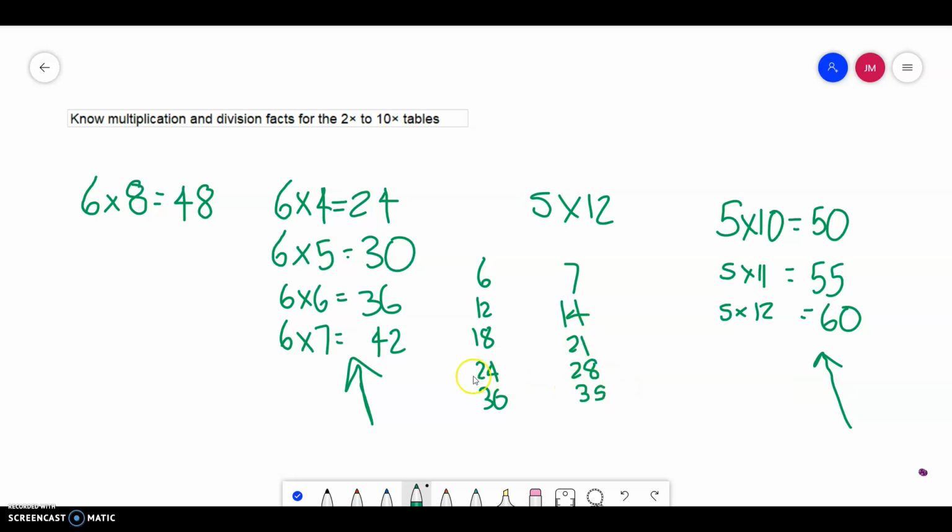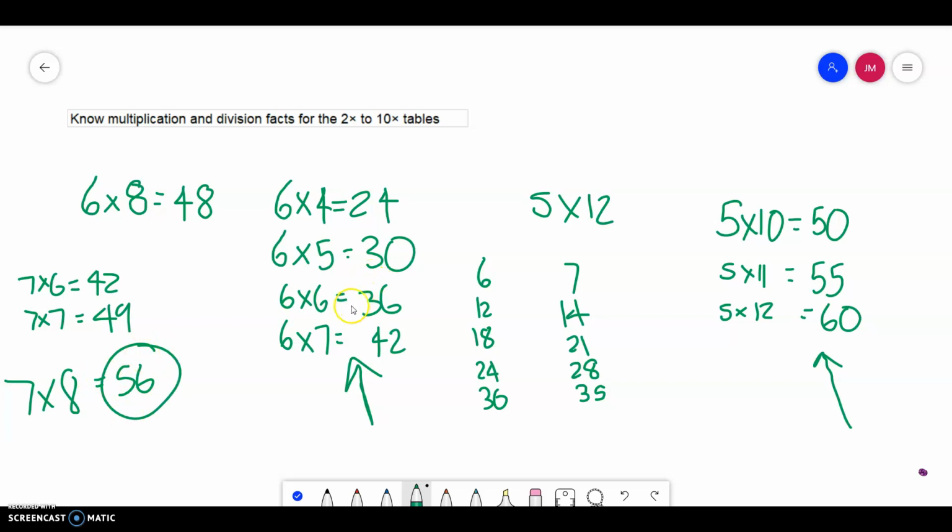and find out the answer. For example, if I don't know what is 7 times 8, but I do know 7 times 6 equals 42, then 7 times 7 must be 49, then 7 times 8 must be 56. So again, use what you do know to answer what you don't know.